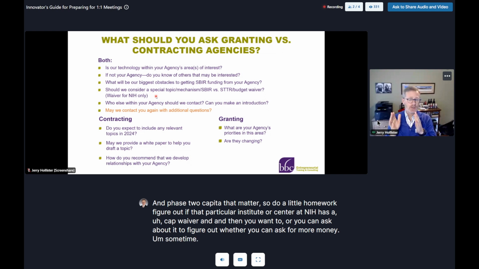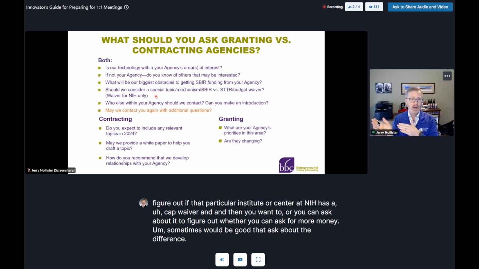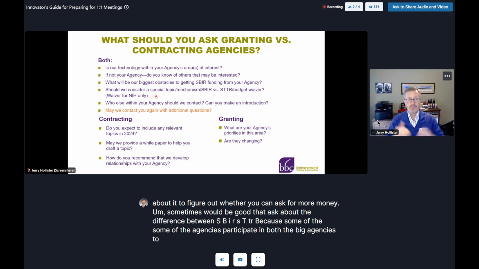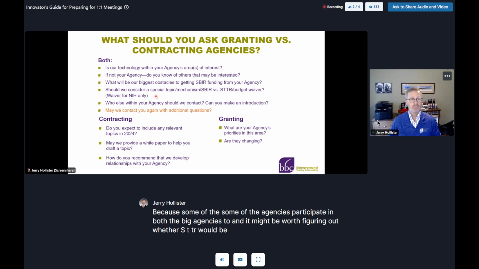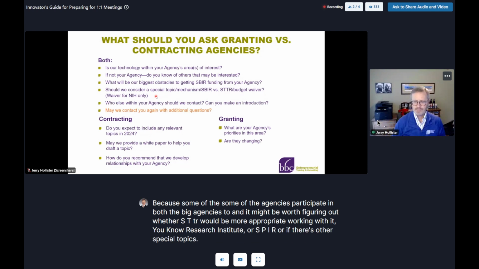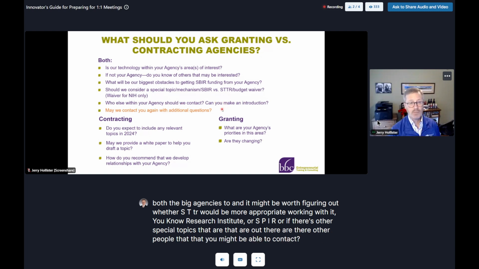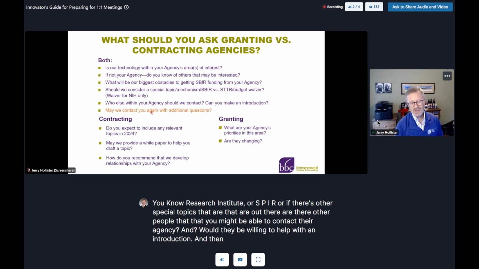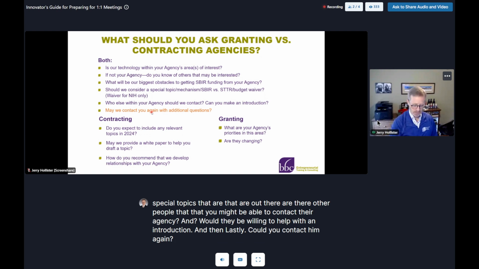Sometimes it'd be good to ask about the difference between SBIR and STTR, because some of the agencies participate in both. The big agencies do, and it might be worth figuring out whether STTR would be more appropriate, working with a research institute, or SBIR, or if there's other special topics that are out there. Are there other people that you might be able to contact at their agency, and would they be willing to help with an introduction? And then lastly, could you contact them again and follow up in the future?